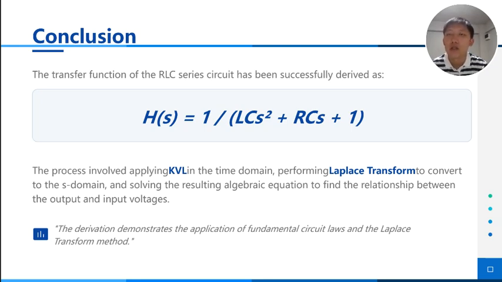LCs squared plus RCs plus 1. The process involved applying KVL in the time domain, performing the Laplace transform to convert to the s domain, and solving the resulting algebraic equation to find the relationship between the output and the input voltage.